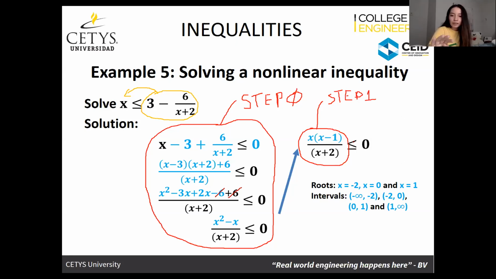Well, we need to pass the number to the other side, which means that x would equal 0, x would equal 1, and there's x plus 2. That means it could be minus 2.